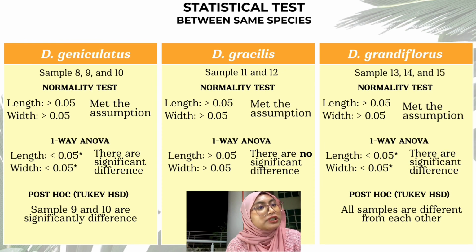For Dicterocarpus gracilis, we have 2 samples. It met the assumption of parametric, and one-way ANOVA tells us that there is no significant difference between these 2 samples. The last one is Dicterocarpus grandiflorus. We have samples 13, 14, and 15. The normality test tells us that it met the assumption, and there is a significant difference in terms of length and width. Post hoc test reveals that all the samples are different from each other.